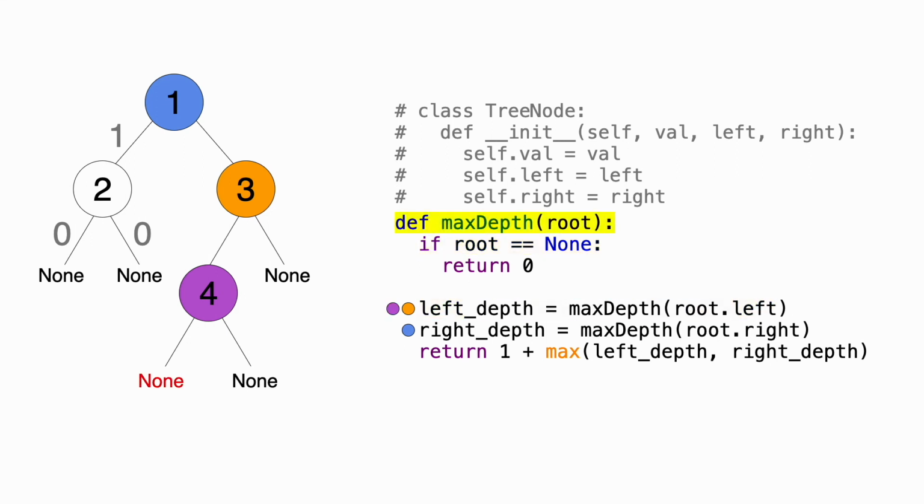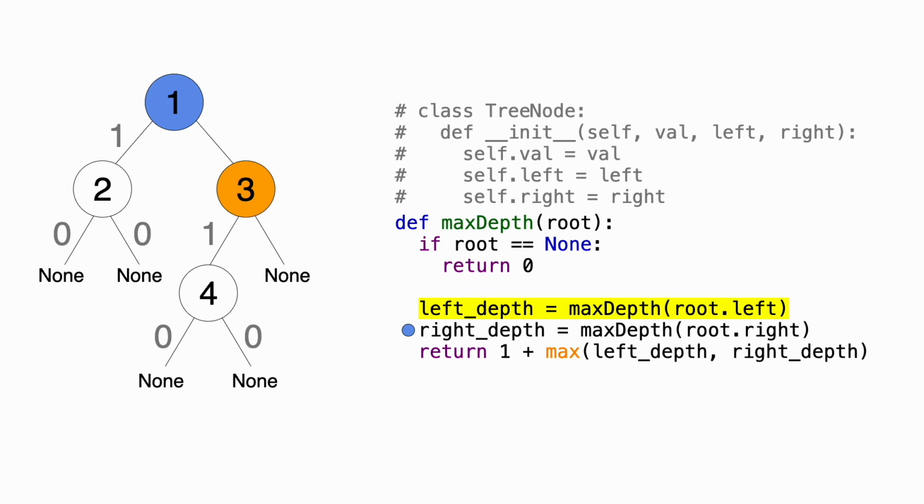But now we finally reached the end, and the root is equal to none. So we'll return 0, and we know that the left depth of the purple node is 0. And we'll do the same thing for root.right, which is, again, none. So we return 0, and the right depth is set to 0. Then let's propagate back up to the orange node by returning 1 plus 0, which is 1. We're now back in the orange node, and the left depth is set to 1.